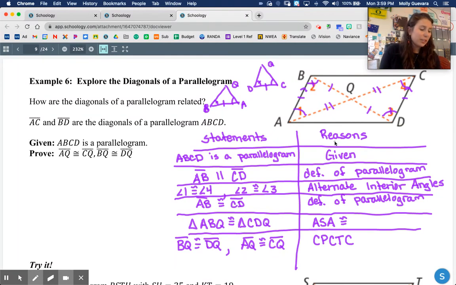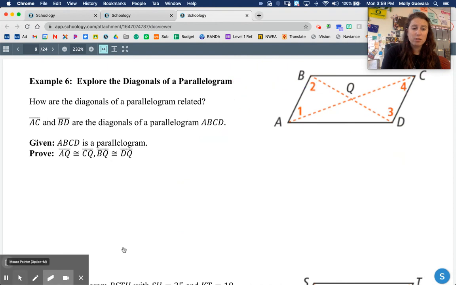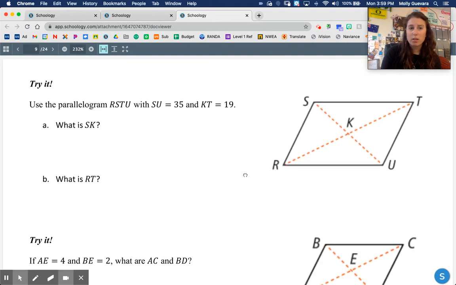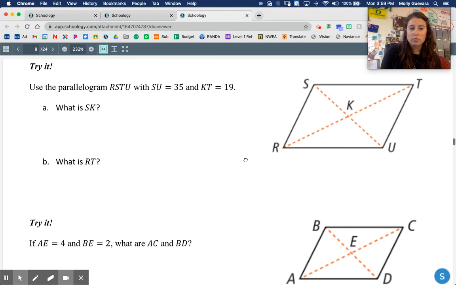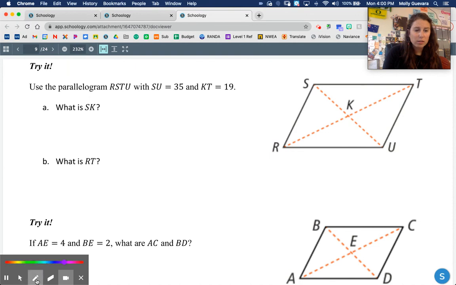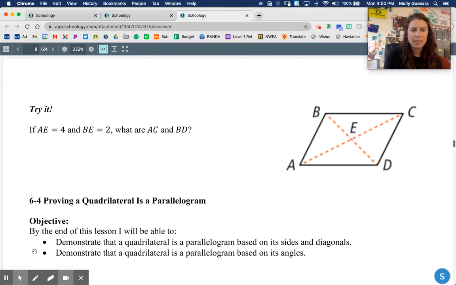So what we're going to do now is just practice it. We know that the diagonals are cut in half, so let's use that information to solve problems. Let's do the first one together and then you can try the second one. Actually, let's do the second one together and then you can try the first one. Okay, so we're going to do this one together.